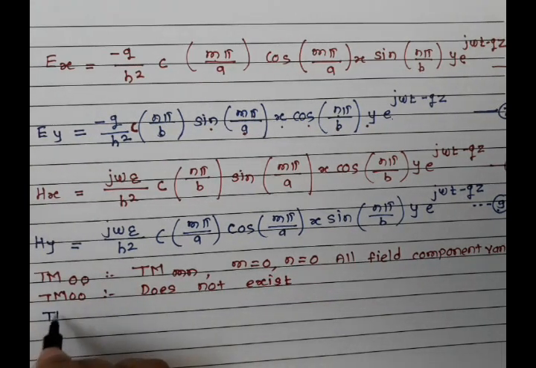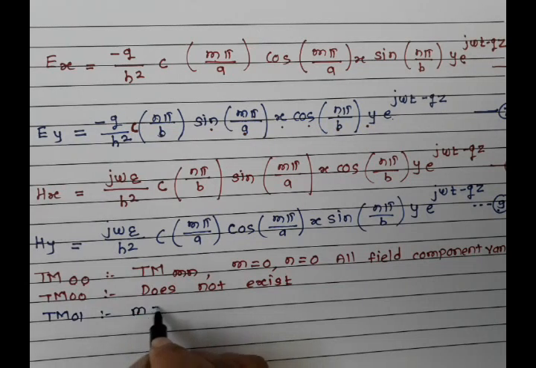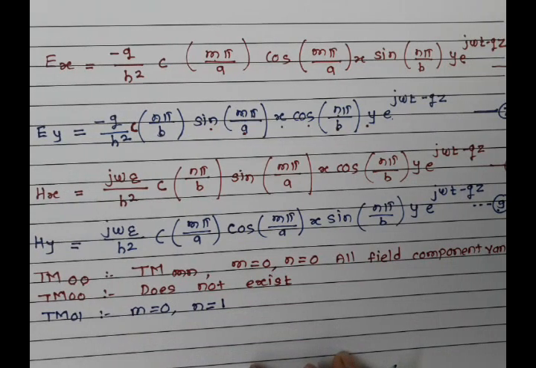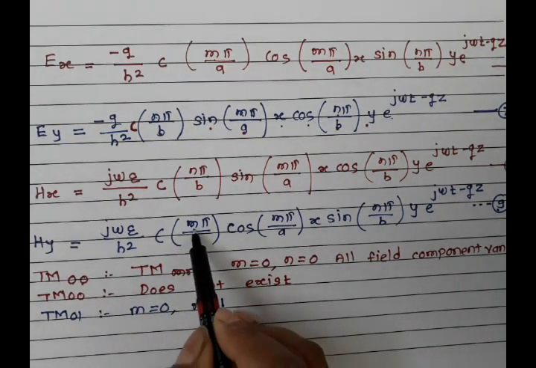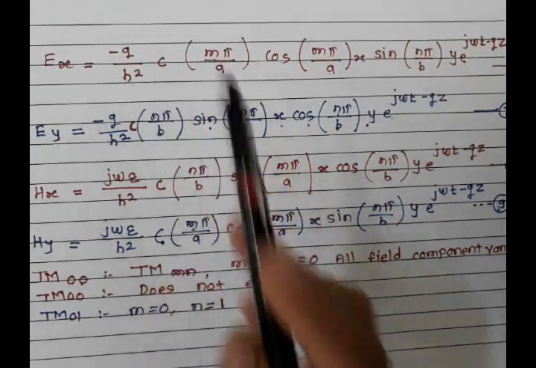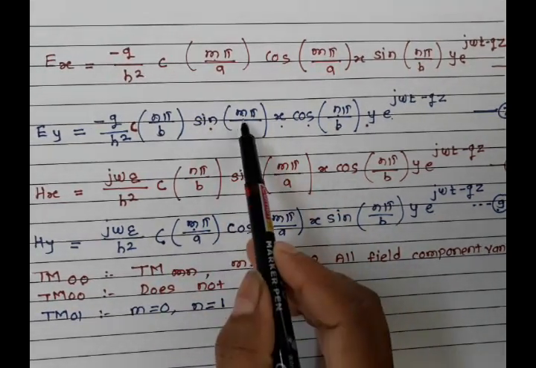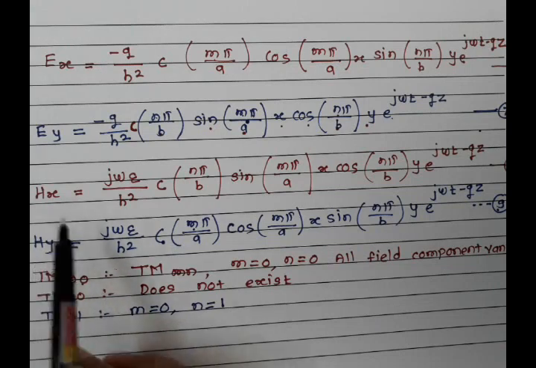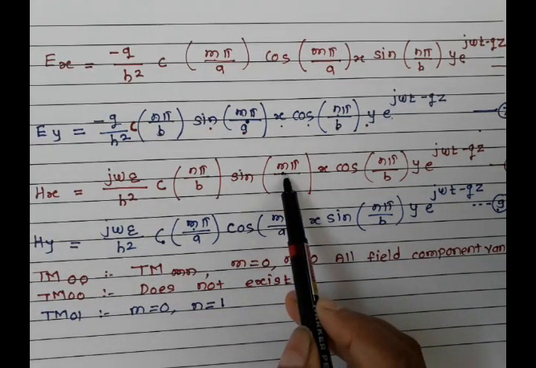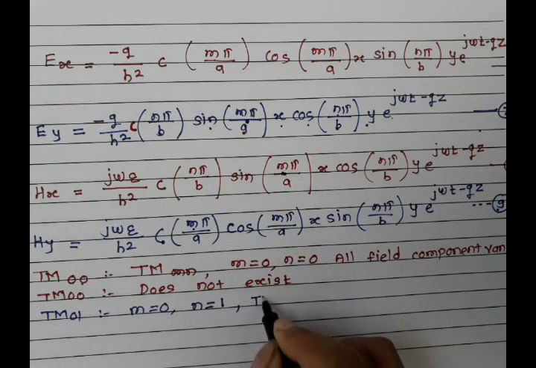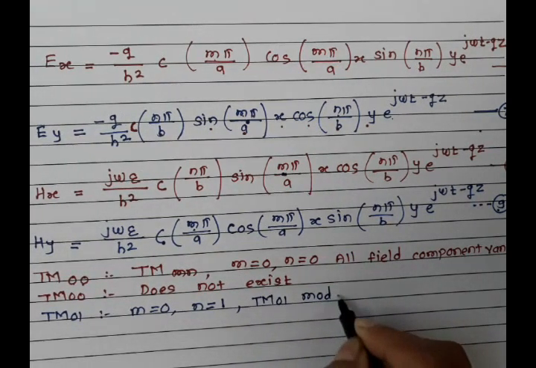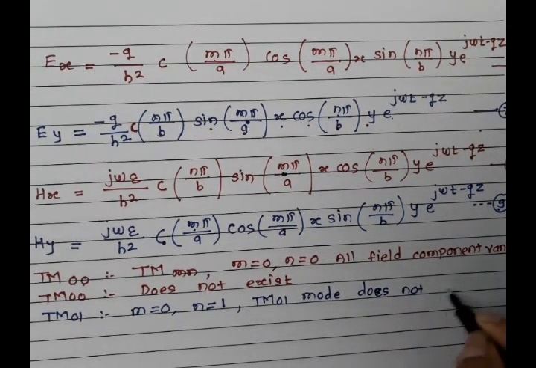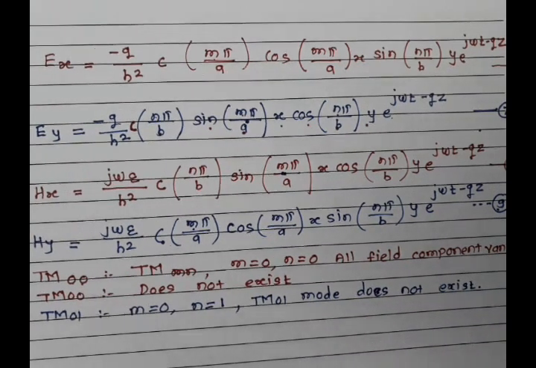If I'm talking about the TM01 mode, I can say my m is equal to 0 and n is equal to 1. So if m is equal to 0 and n is equal to 1, the terms with m multiplication will become 0, and then this one will also become 0. Now sine of m, that is sine of 0, will be 0, so again this component will become 0. What about the Hx? Again sine of m, sine of 0 will be 0. So again you can say that TM01 mode does not exist. Why does it not exist? Because all the field components will be 0 in this case.